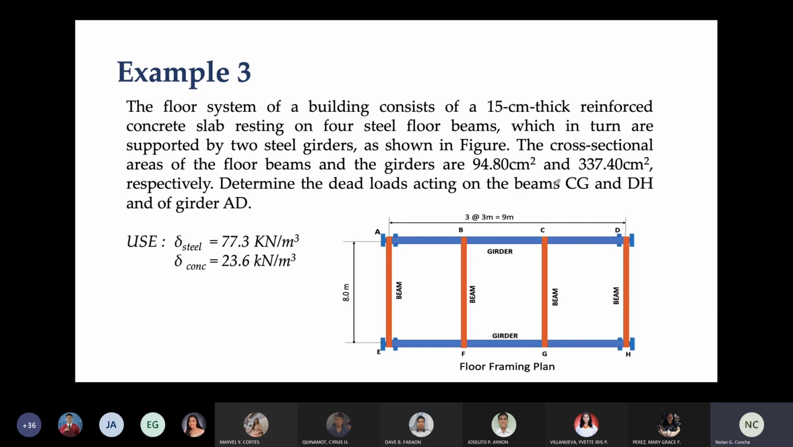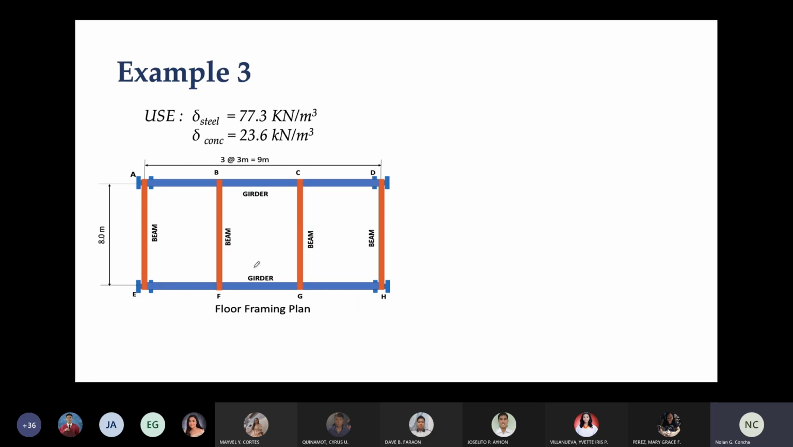Determine the dead loads acting on beams CG. So CG, that is beam, what is the load? And DH, what is the load? And your girder AD, what are the loads? So given, again, the unit weight of your steel and concrete. Now we start with beam AE and DH. So this is your AE and DH.